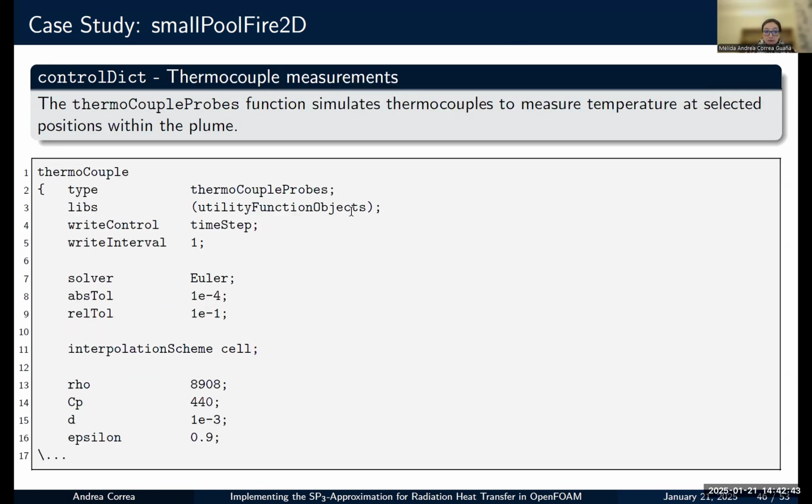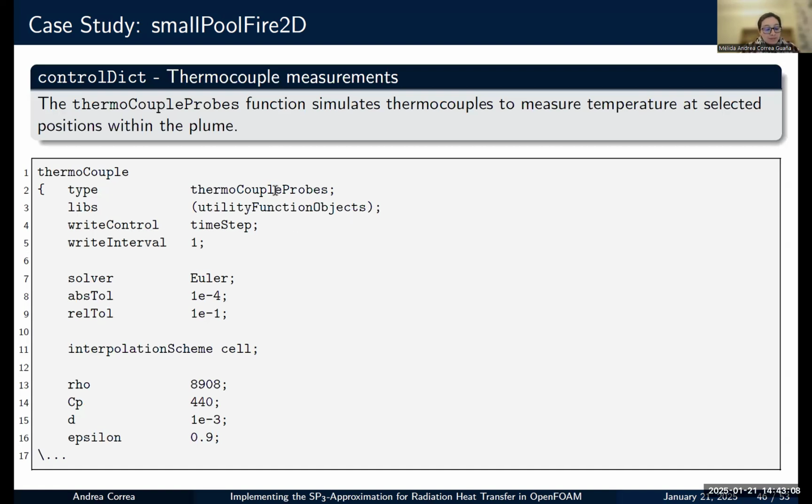This is the function to obtain the measure of the temperature in different positions of the flame. If the flames occurred in one area, we need to measure the temperature at different distances to see what the radiation is, what the temperature increase is, and what the relation with the radiation is.